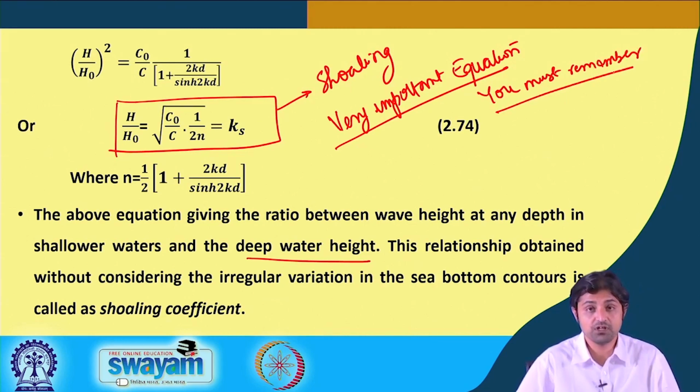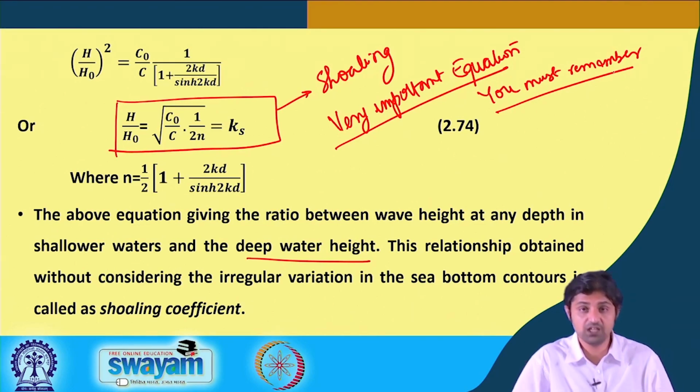The shoaling coefficient under root C naught by C into 1 by 2n, where C naught is the speed in the deep water, which is 1.56 times T. All right. So, there are some formulas to remember, but remember only the simple ones, the ones that I have already told you. So, by equating the wave power, we have been able to obtain the wave height transformation if the wave propagates from one depth to the other depth.